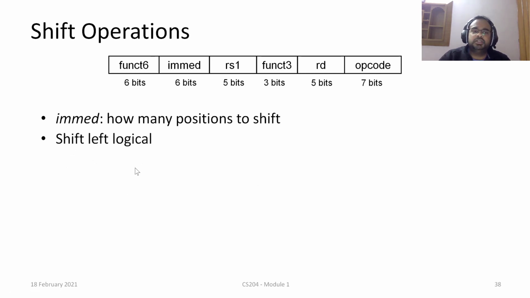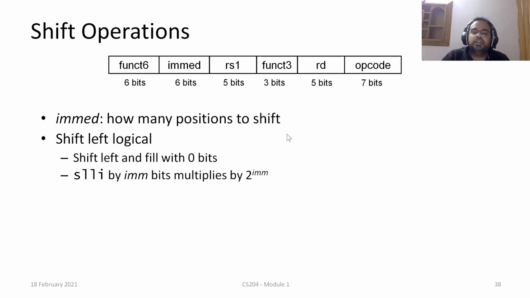The very first instruction is shift left logical. It will take the value in RS1, shift it to the left, and fill the vacant bit positions with zeros. Basically, it's multiplying the value in RS1 by 2 power the value given in the immediate field. And this result is written into the destination register, RD. Similarly, we have shift right logical.